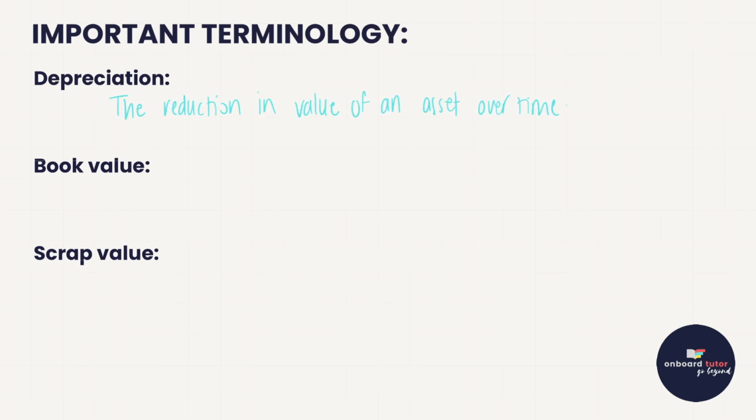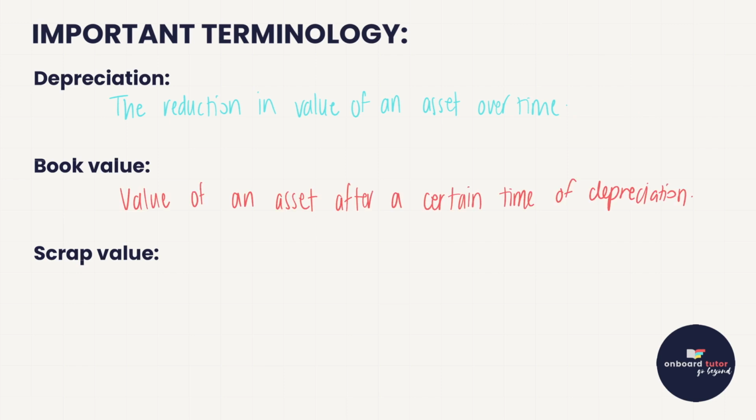So I'm going to buy an asset, a car, a printer, a cell phone, whatever it is, and over time it's going to lose value. Then there are two other terms that we need to know. The book value is the value of an asset at any given time. And then you get to a point where an item is no longer useful, and that would be known as the scrap value. So there we have some new terminology: depreciation, book value, and scrap value.